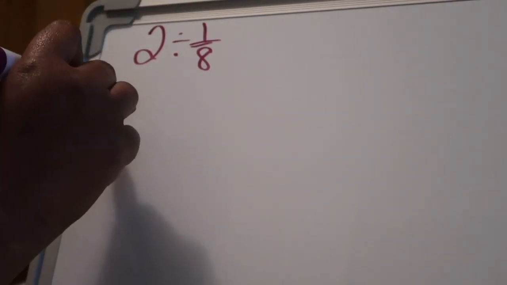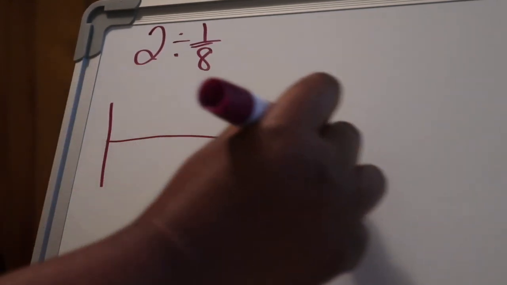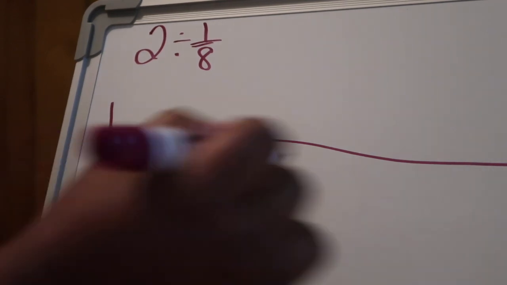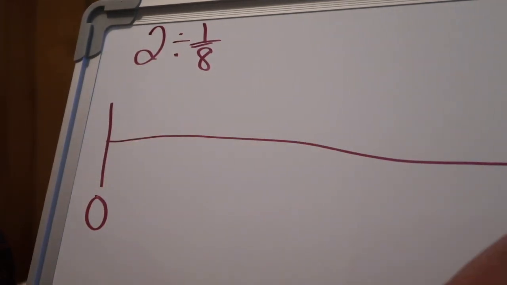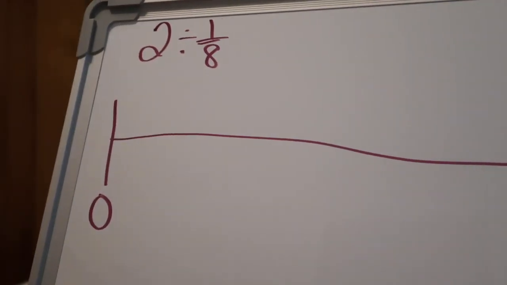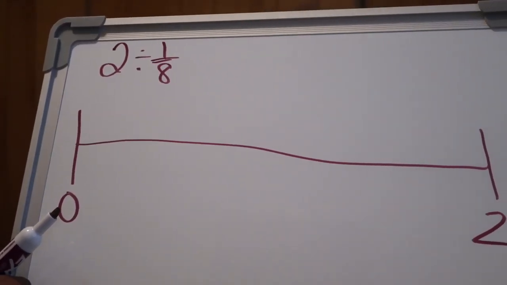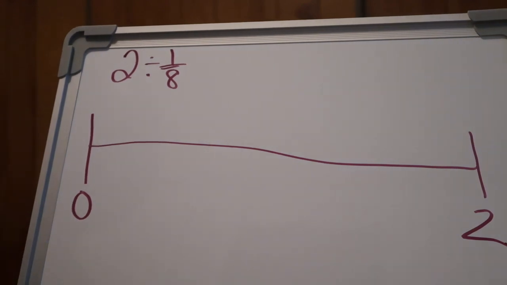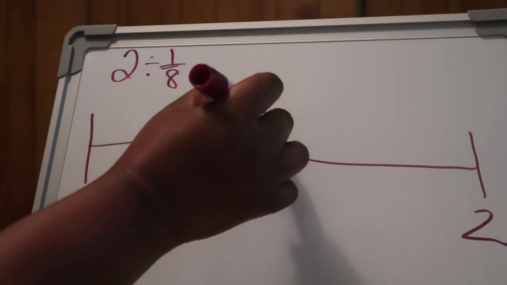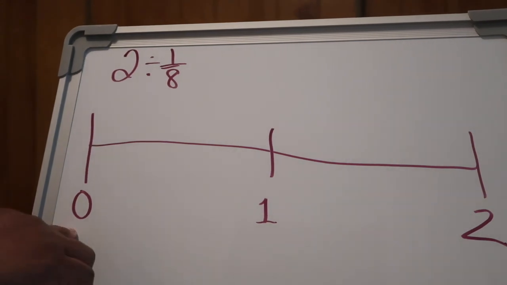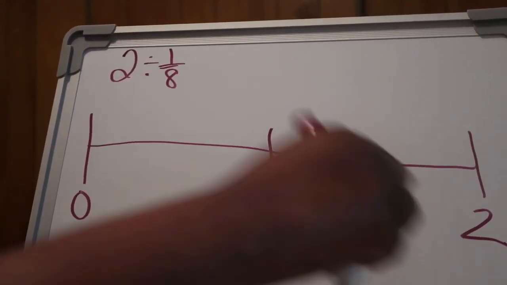So here is my number line. Started at 0, I'm ending it at 2. Why am I ending my number line at 2? Can you guys see that? There we go. Because I only have 2 wholes, so I don't need to go any further. And halfway, I'm going to make the 1 mark. So I have 0, 1, and 2.